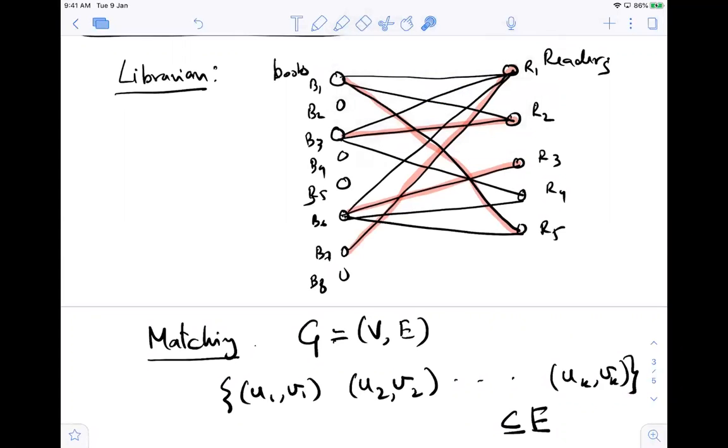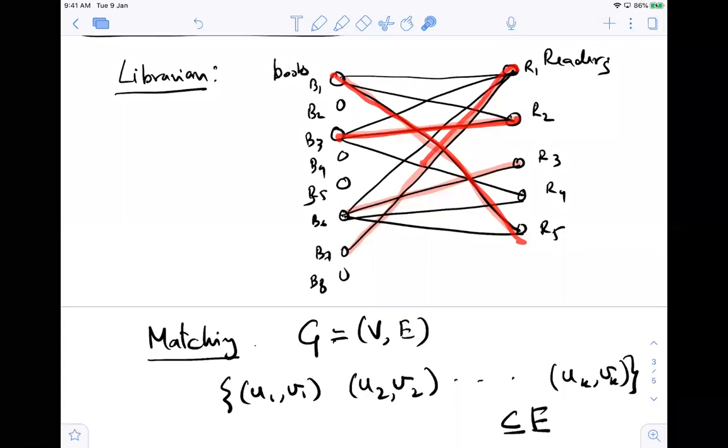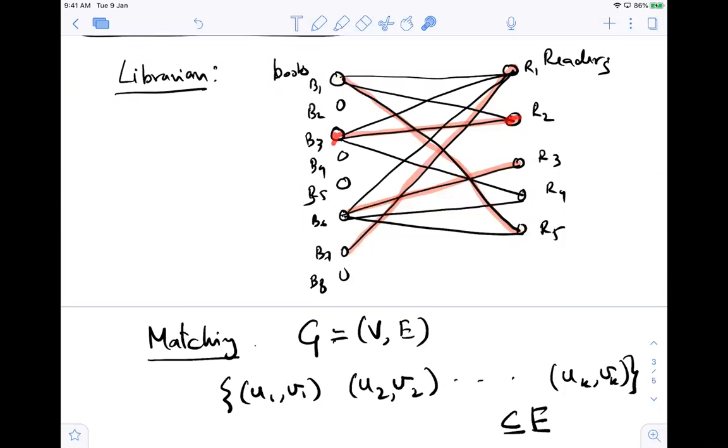I mean, this is the edge. So matching is this, and this. These are the matching, right? So the edges are B1 R5, B3 R2, B6 R3, and B7 R4, R1. These matchings are disjoint, right?